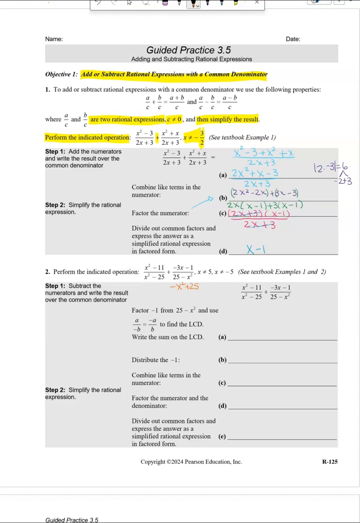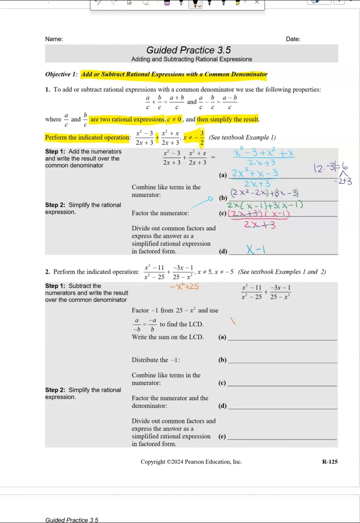Factor negative 1 from 25 minus x squared, and then we could use this fact that a over negative b is the same thing as negative a over b. So that's what we're going to do. We're going to factor out a negative 1, and we're going to apply it to the top. So then that would give us a least common denominator of x squared minus 25. Right? Okay, so let's do that.